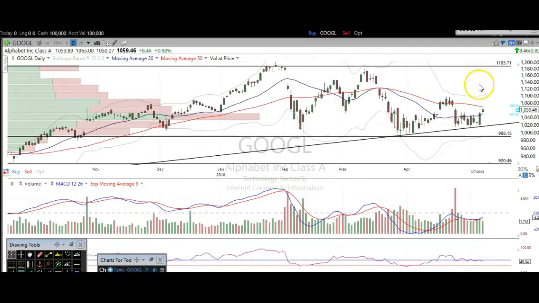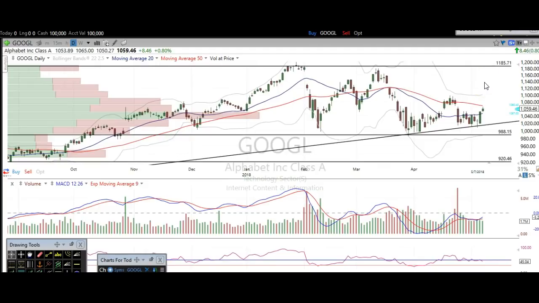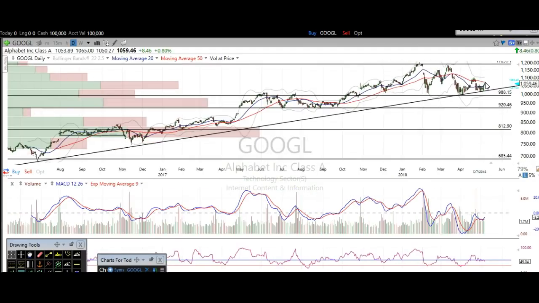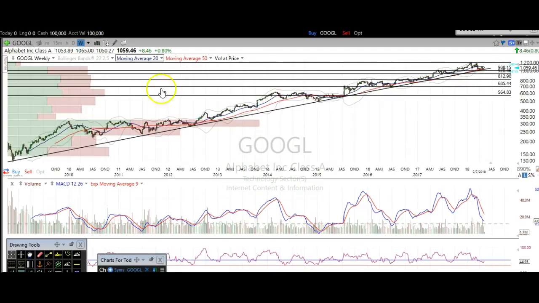Google. And Google, this is another one we've been calling for bounces on. I want to show you this trend line, in case you haven't been watching these videos.